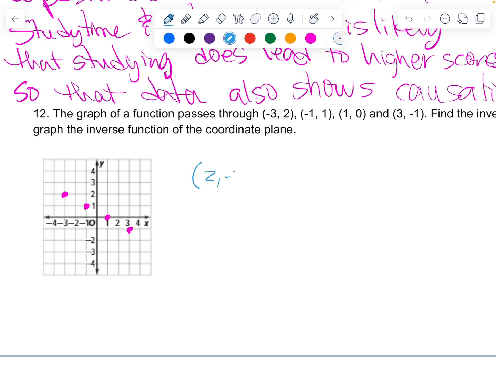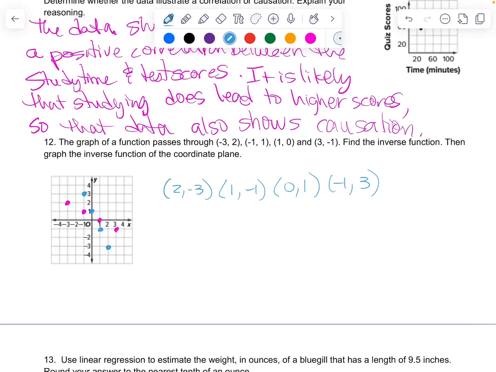So 2, negative 3. 1, negative 1. 0, 1. And negative 1, 3. So 2, negative 3, 1, negative 1, 0, 1, and negative 1, 3. And there you go.